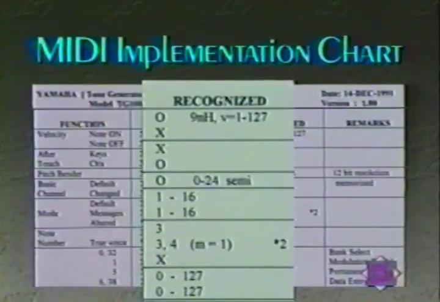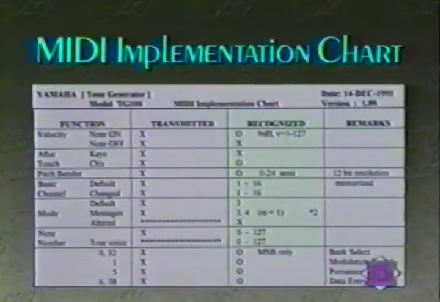The third column, Recognized, indicates whether the device will respond to that particular type of MIDI data. Any MIDI device can receive any type of MIDI message, but a particular device can respond only to certain categories of messages. Finally, a fourth column lists remarks. For each message type, there will be an O in the transmitted column if the device transmits that message type, or an X if the device does not transmit that message type. An O or X in the recognized column similarly indicates whether the device can or cannot act upon that message type.